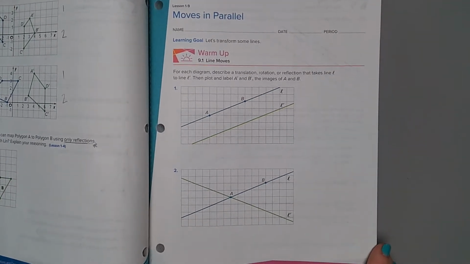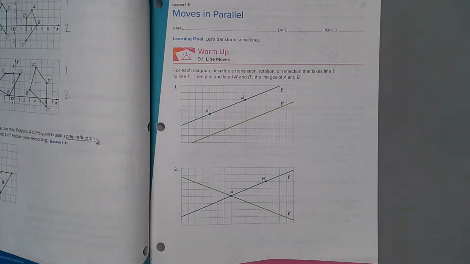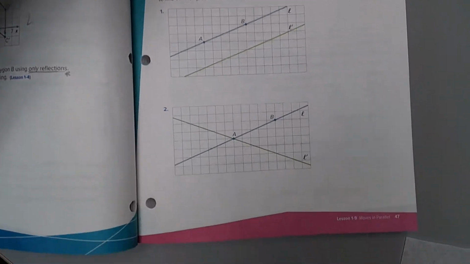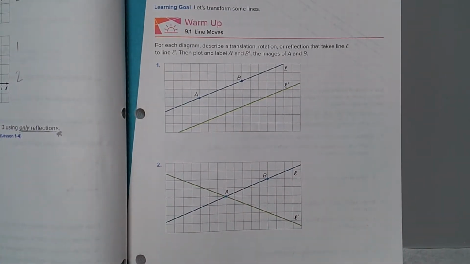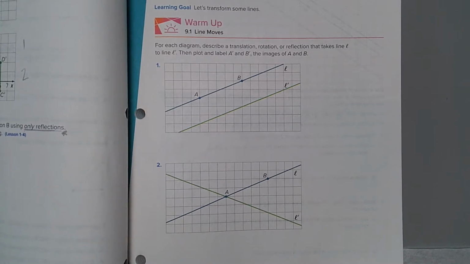Lesson 9, moving in parallels. So 9.1, for each diagram, describe a translation, rotation, or reflection that takes line L to L prime. Then plot and label A prime and B prime, the images of A and B.